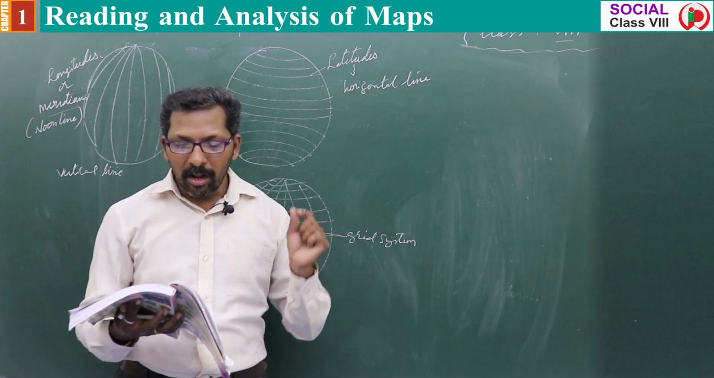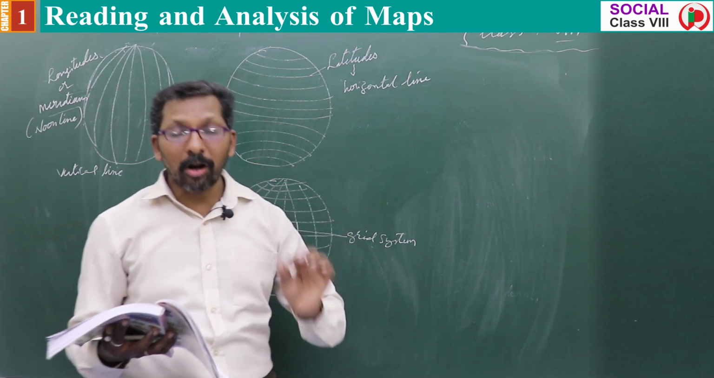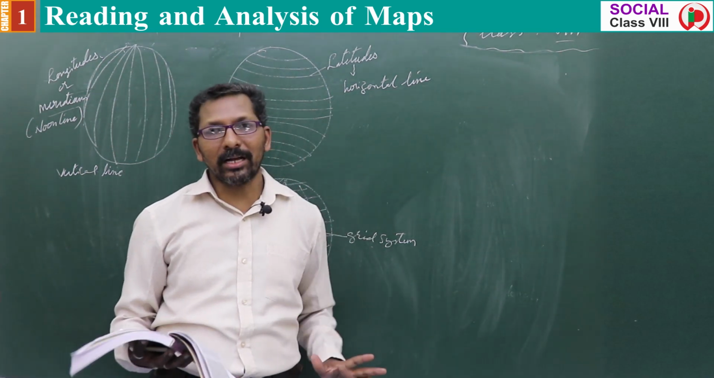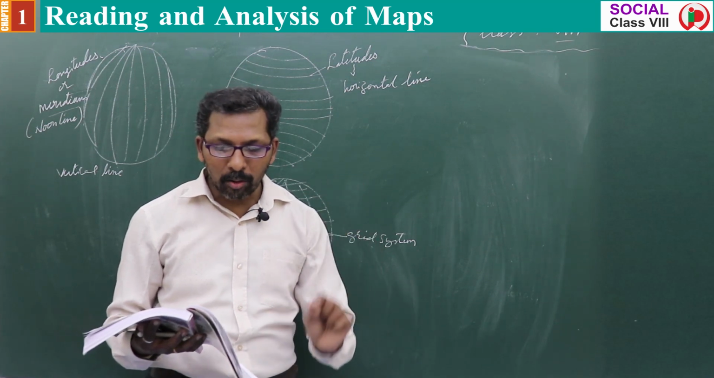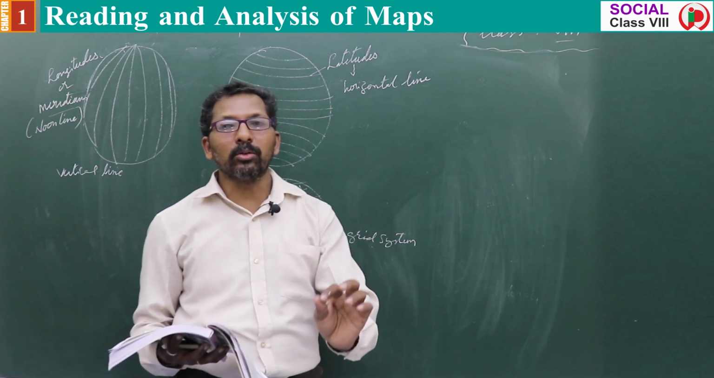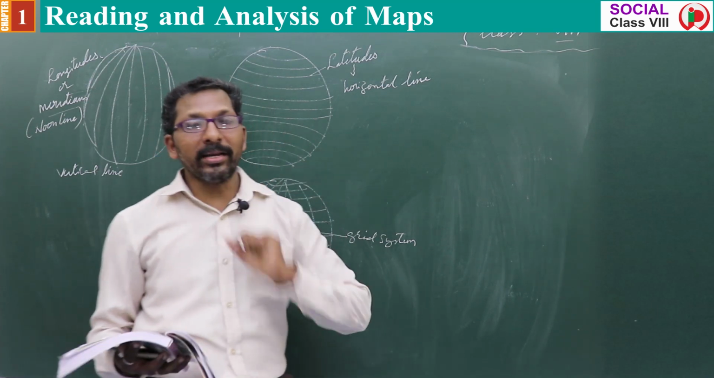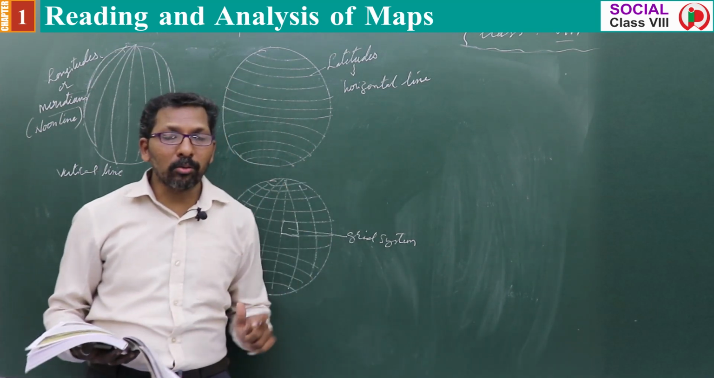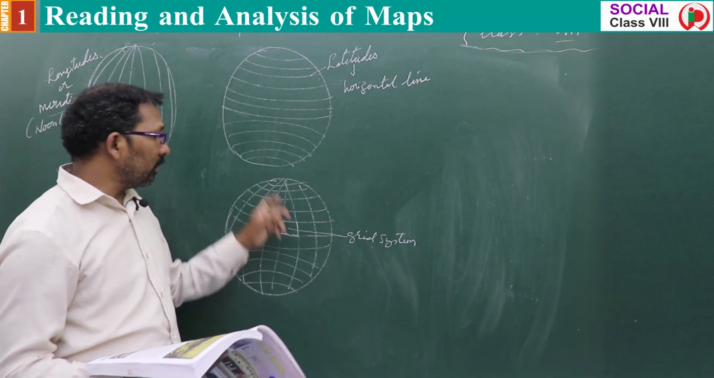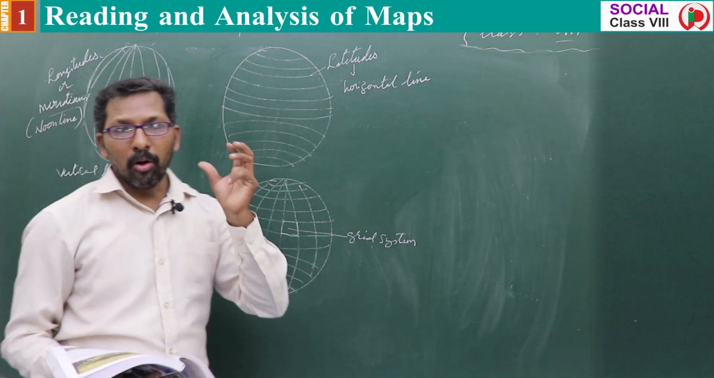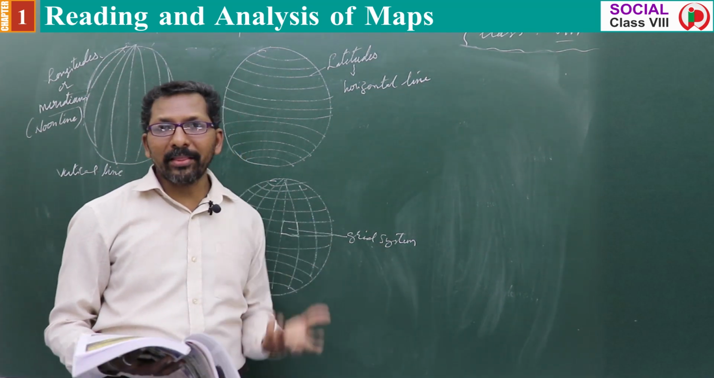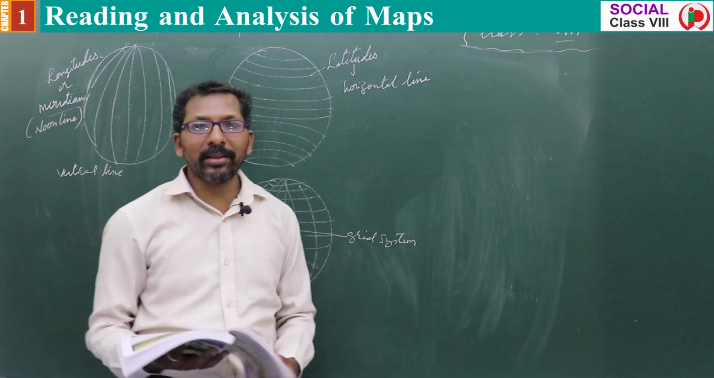Preparing these lines accurately was not an easy task. It was not at all an easy task. It took some 2000 years to finally get correct longitudes and latitudes. How many years has it taken? 2000 years to get the latitudes and longitudes accurately. So how was this prepared then? How were the maps prepared then?